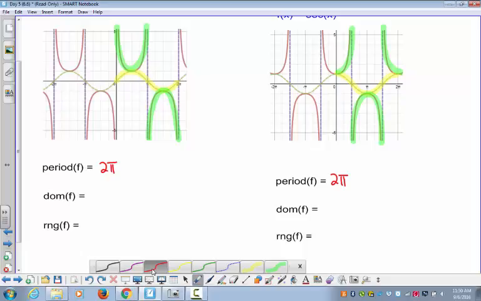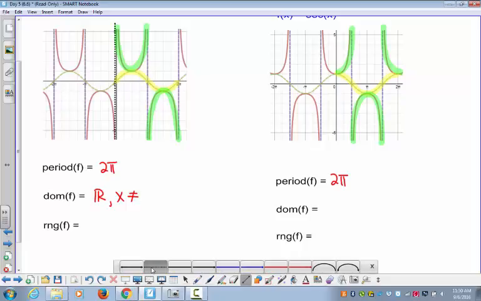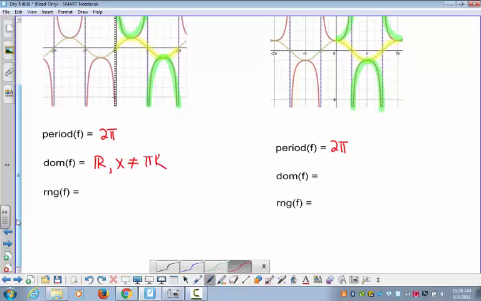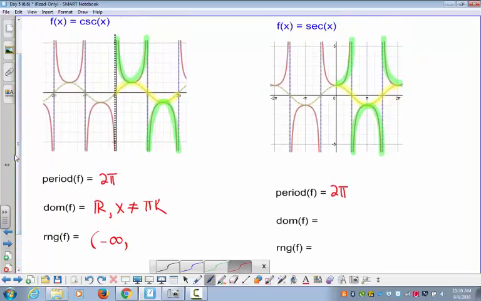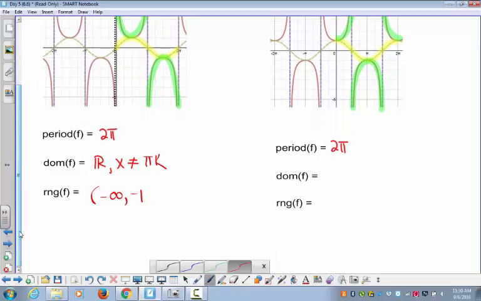The domain for this one, all reals except x cannot be... Again, we have an asymptote. You can't see it maybe right there in the graph, but there's one right there. So pi k. Asymptotes always seem to be pi apart, the basic functions that have them. Range, oops, not all reals. Range goes from minus infinity up, and it stops at -1, and then picks up again at +1.